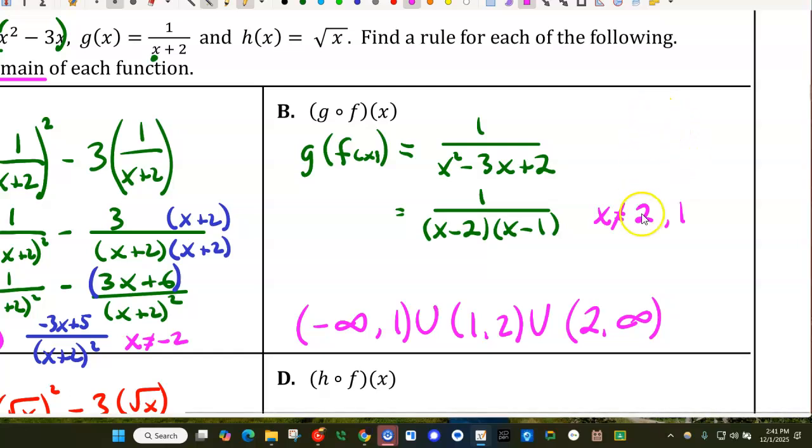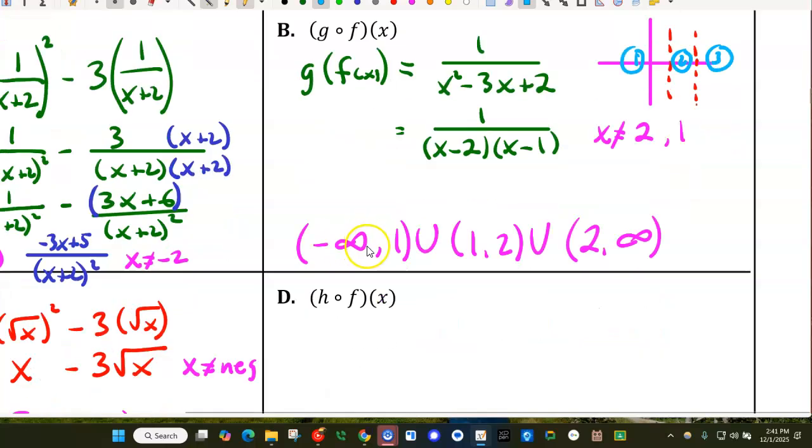Now recall, since there's 2, why are there 3? We have a vertical asymptote at 1, and again at 2. So that's why we have 3 answers here, because there's 3 different regions. 1, 2, and 3. So 2 vertical asymptotes make 3 different regions. That's why we have 3 answers in a domain.